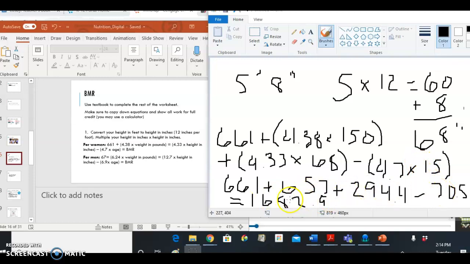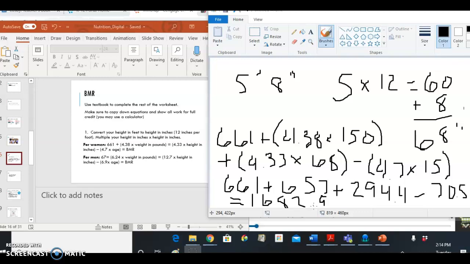Now when I do all that together, that's going to give me 1,682.9. Or basically, in a day, I need to consume, if this was me, 1,683 calories just to survive.